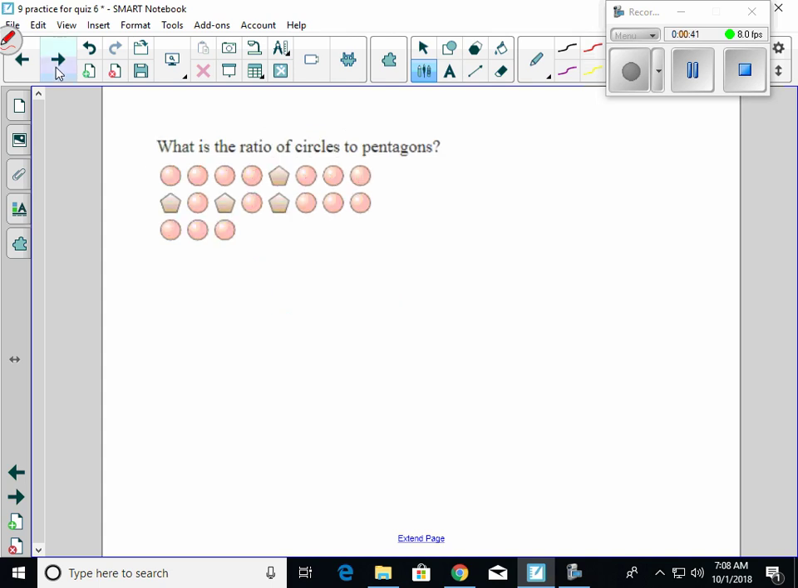What is the ratio of circles to pentagons? It's a different picture, so you have to count them up again, but you're going to do the circles first. 1, 2, 3, 4, 15 circles I'm getting. And 1, 2, 3, 4 pentagons. So circles to pentagons.